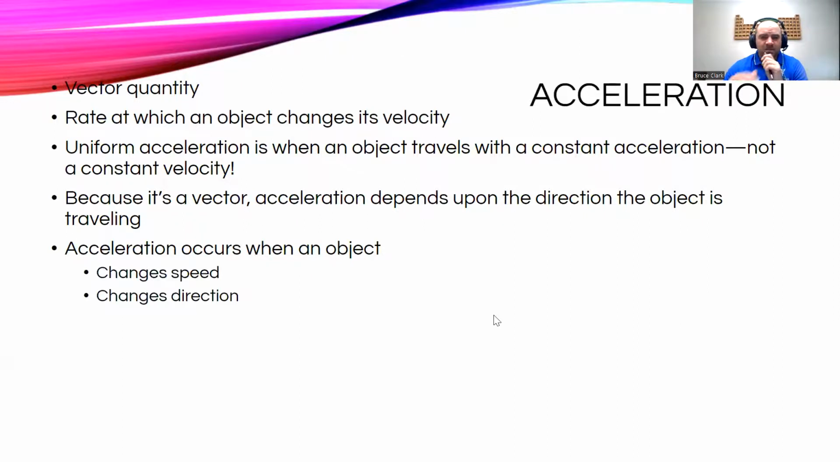Okay, so what is acceleration? All right, it's a term that we use a lot, but it's one that maybe we haven't necessarily defined in our lives. It is a vector quantity, meaning that it has a direction, it has a positive and negative, that kind of thing. It's different than a scalar quantity. And it's the rate at which an object changes its velocity.